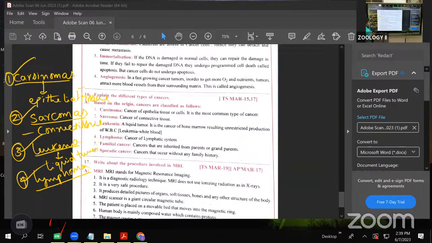The last two are there. What are they? See here, these two: familial cancers and sporadic cancers. Familial cancers are cancers inherited from parents to grandparents, from one generation to the next, occurring within the family. Next, sporadic means it does not depend upon the family and is not inherited. We say without any family history, the cancers occur suddenly. That type of cancer we call sporadic cancers. There. Next.